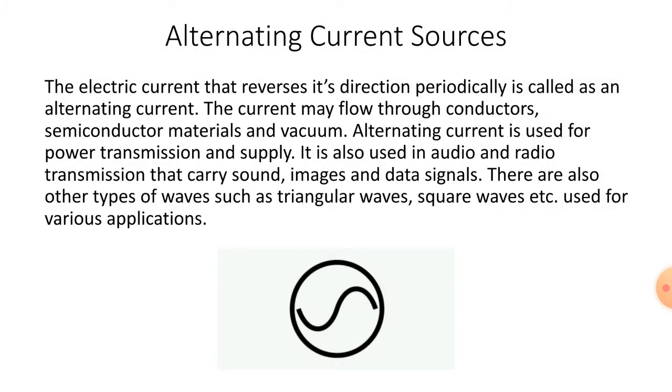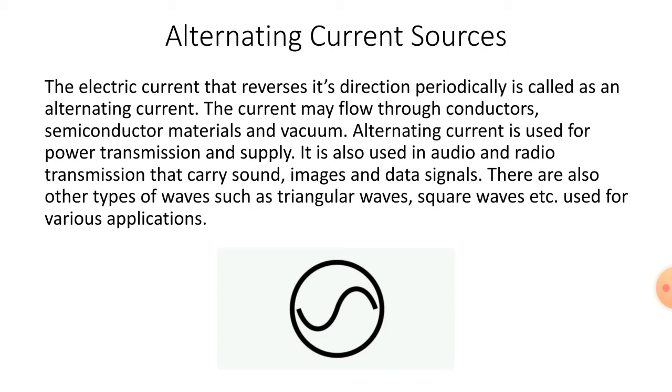Alternating current sources. The electric current that reverses its direction periodically is called an alternating current. The current may flow through conductors, semiconductor materials, and vacuum. Alternating current is used for power transmission and supply. It is also used in audio and radio transmission that carry sound, images, and data signals.